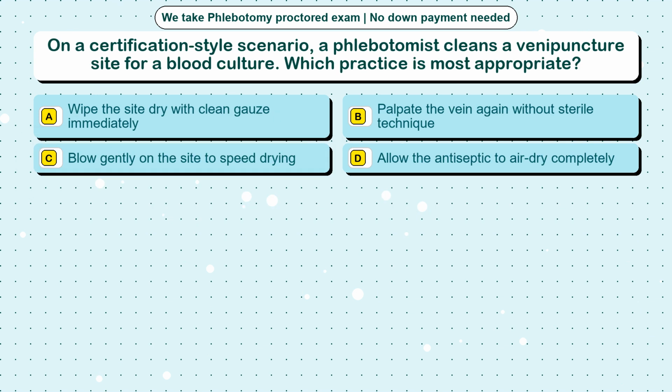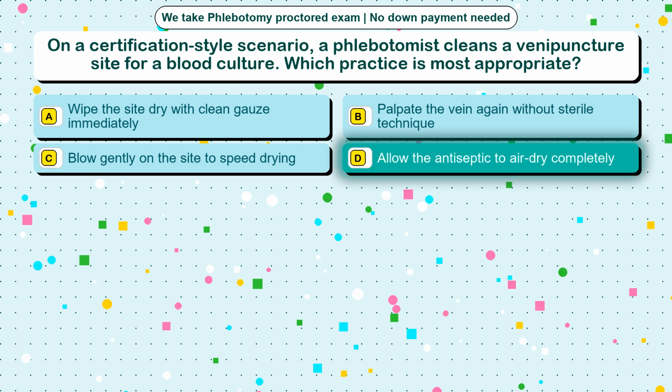Question 50. On a certification-style scenario, a phlebotomist cleans a venipuncture site for a blood culture. Which practice is most appropriate? Option A. Wipe the site dry with clean gauze immediately. Option B. Palpate the vein again without sterile technique. Option C. Blow gently on the site to speed drying. Option D. Allow the antiseptic to air dry completely. The correct answer is option D. Allow the antiseptic to air dry completely.